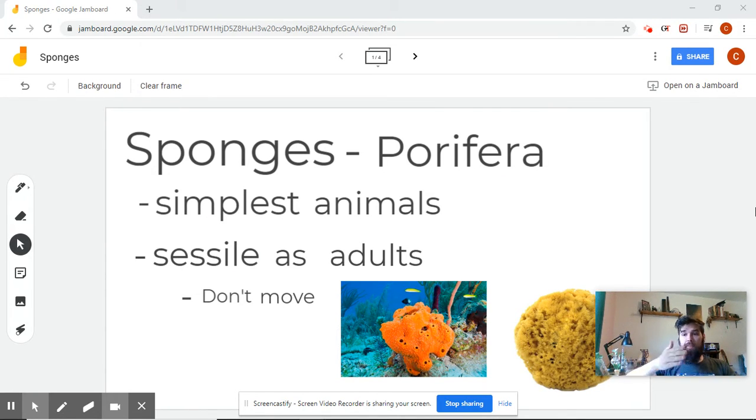As I said in the previous video, sponges are the simplest animal. They don't even have real tissues. They're just one big blob of cells. And they're also sessile as adults. Basically what that means is that they don't move. And yeah, you gotta know that too. That's what sessile means. If they don't move, then how do they get their food? Well, we'll talk about that in the next section.